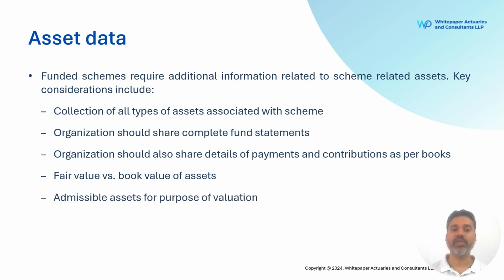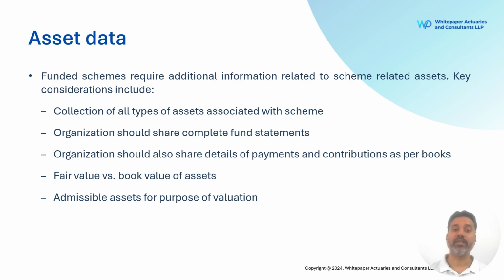First, ensure that all assets related to a given scheme are reported to the actuary. Occasionally, assets in a separate bank account used for managing scheme-related transactions are overlooked during reporting. Then, the organization should collect and share the latest fund statement for the relevant fiscal year with the actuary. This enables the actuary to independently verify and account for any necessary transaction in the financial reporting.